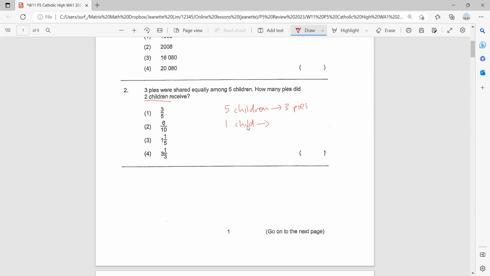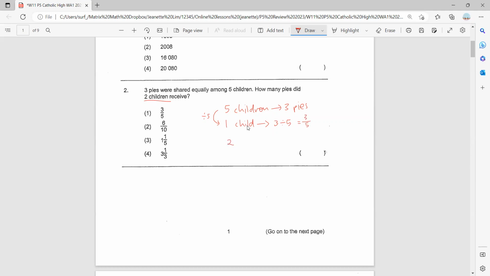Now, if you want this, 5 divided by 3 is wrong. You have 5. Oh, yeah. 3 divided by 5. Because it's talking about the pies, not the children. Okay. So if you want to find 1 child, you should divide by 5. It's like your units, right? Okay, so this is 3 out of 5.